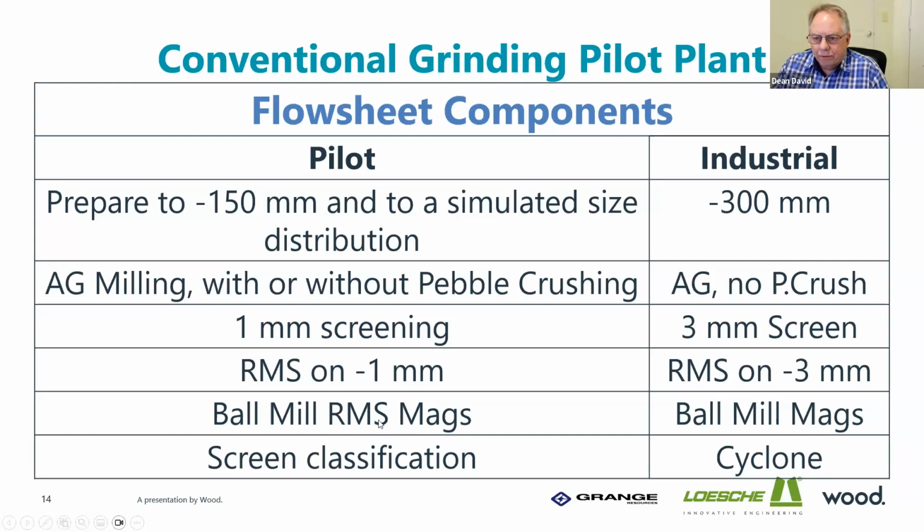Ball mill is the same. We ran a ball mill, but we classified again with screens, 150 micron screens in the pilot plant, but in reality, it would happen with cyclones. So there's a whole lot of things different in industrial operation than we actually would have done in the pilot testing.